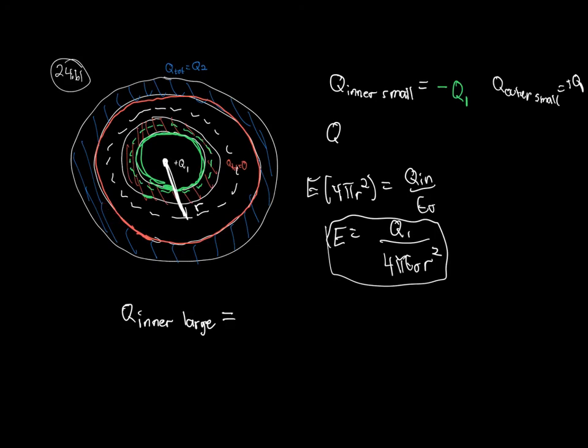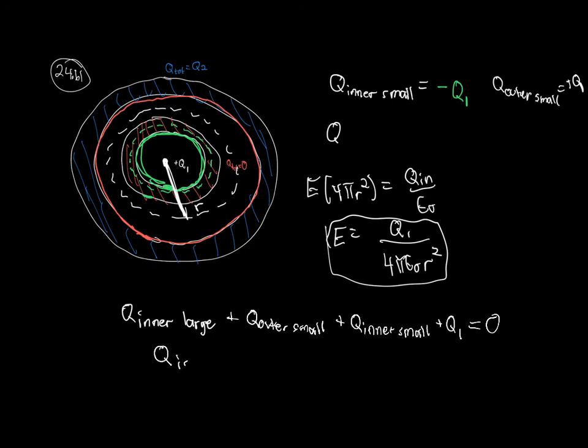So I need to add up all the charges that I have. I need Q inner large plus Q outer small plus Q inner small plus Q1 to be equal to 0. And I've solved all of these previously.